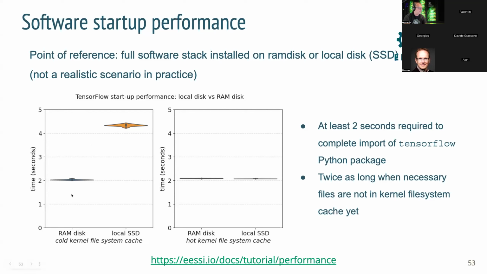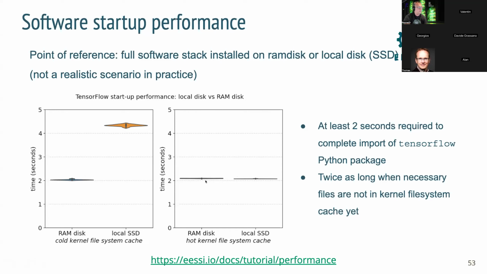So if the full software stack is installed in RAM disk, and we start from a clean slate, let's say, so the import TensorFlow has not been done yet on the system recently, we see a time of about 2 seconds that is necessary to complete that import. If we do the same thing when the whole software stack is installed on a local disk, an SSD, so a non-spinning local disk, then we see it already increases to about 4.5 seconds in the cold case. So when this hasn't been done recently and nothing is being cached yet. So that already shows there's a big difference between RAM disk and even a local SSD.